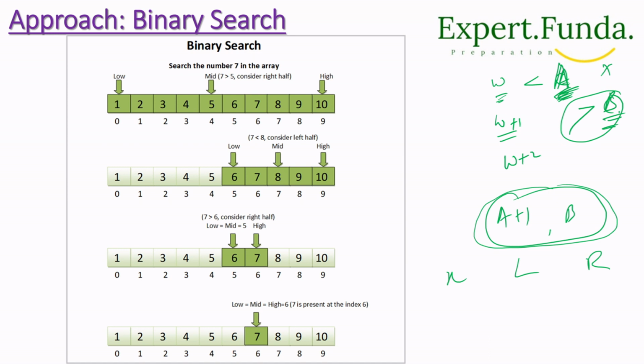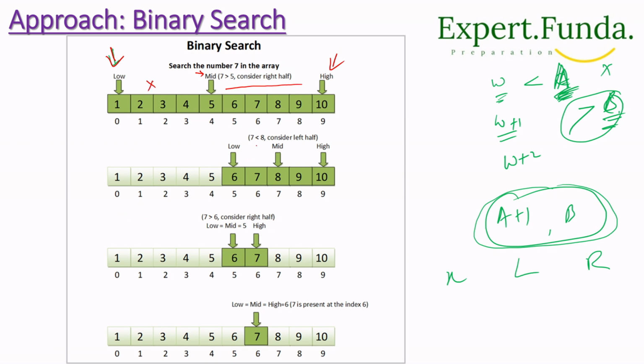So let's consider this example that we are talking about. This is a binary search, and we have taken low and high. Let me change the color. So we have to search for number 7 in the array. What we have to do is check the mid. This is our mid. We'll check 7 is greater than 5, right? So then we will consider the right half, this one, and we will not consider this one.